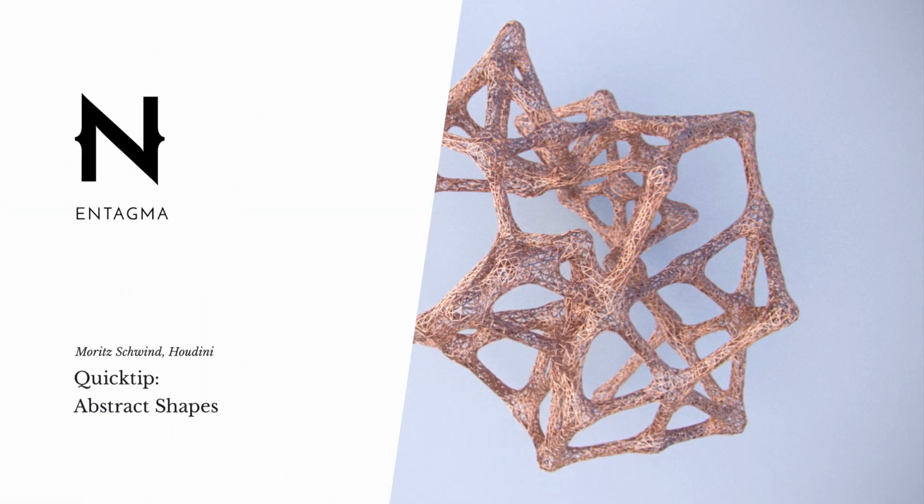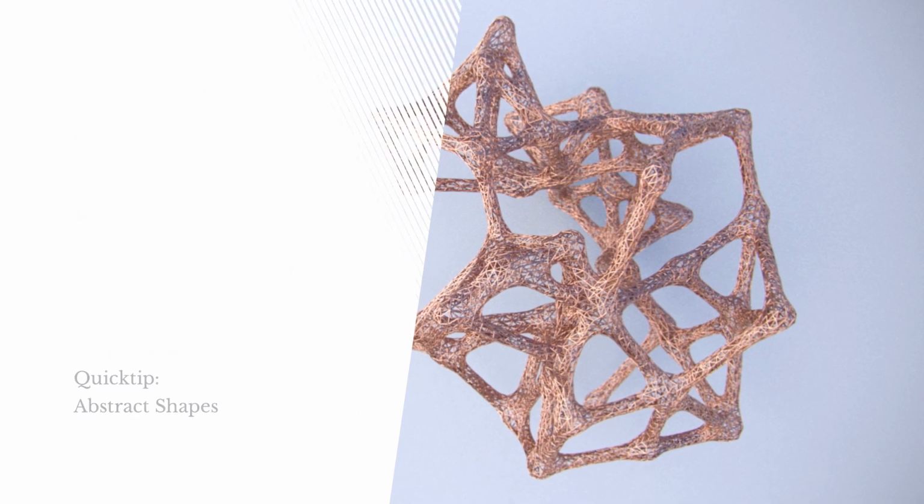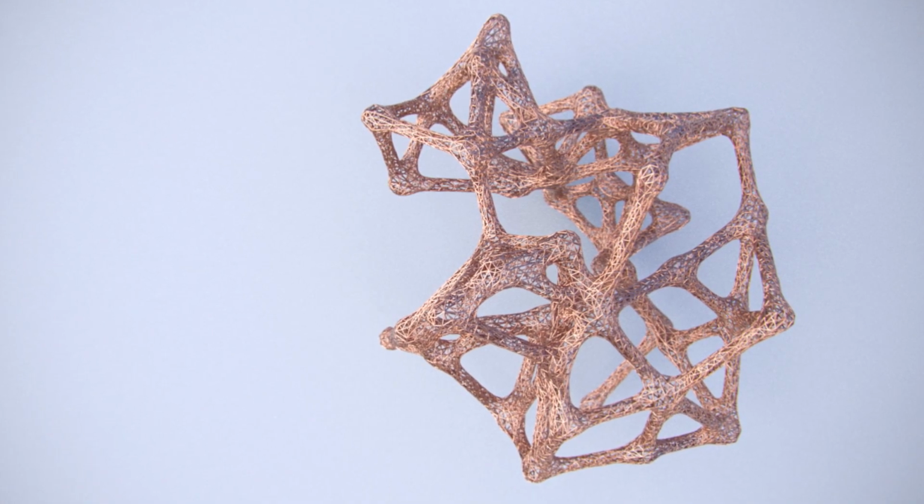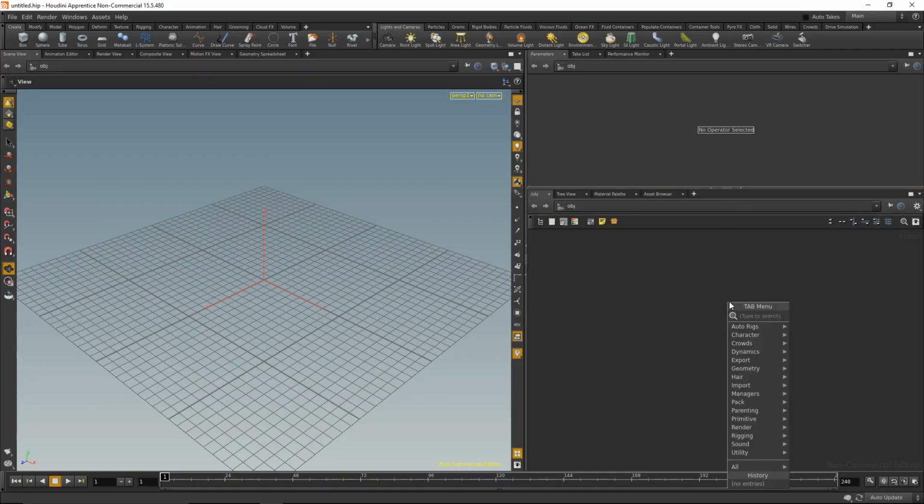Hey guys, after we published the VDB denting tutorial, I've been asked how I created these abstract shapes that I used in the preview image for this tutorial. So let me just quickly show you how. Start out by creating some geo, for example a sphere.